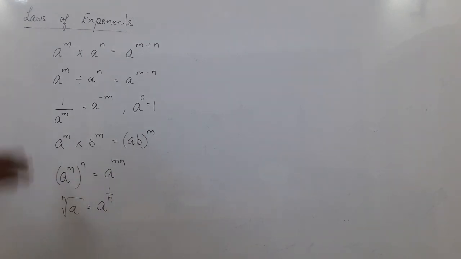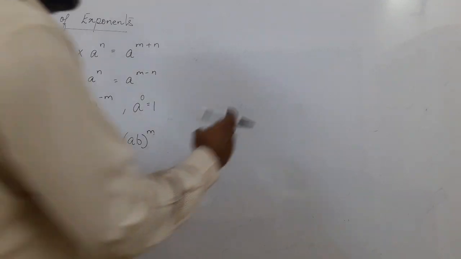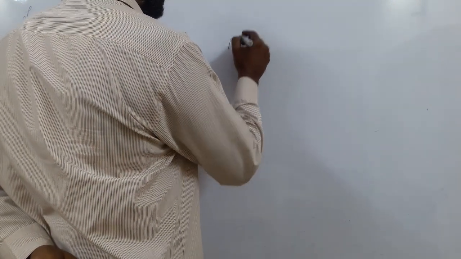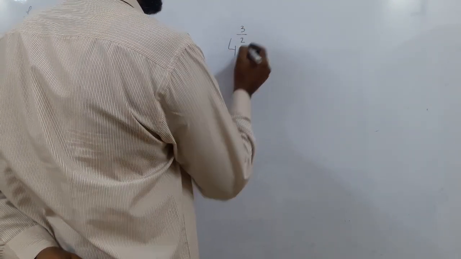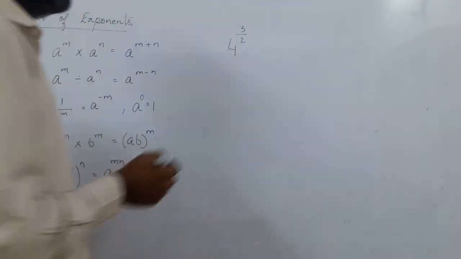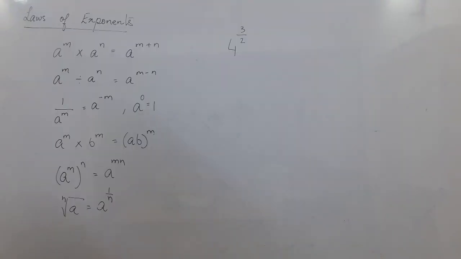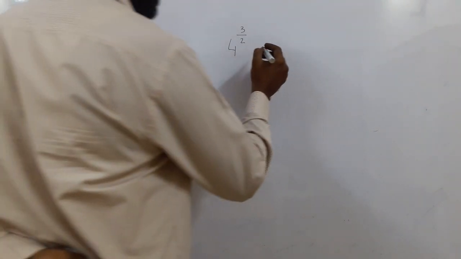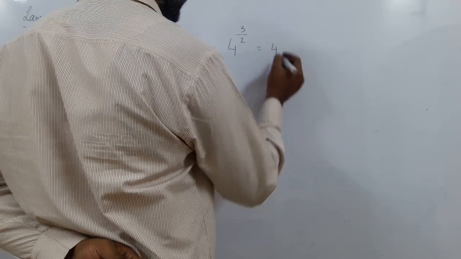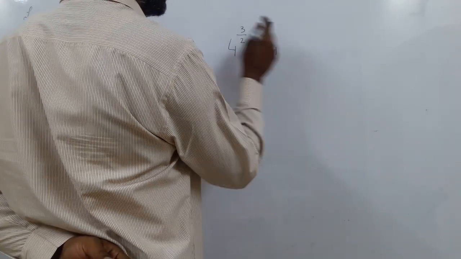Okay? So now let us see one sum. 4 raised to 3 by 2. Now we have got a power in the form of a fraction. So this sum can be done in two ways. Let us see both the ways. First I write this as 4. What is the top power? 3.